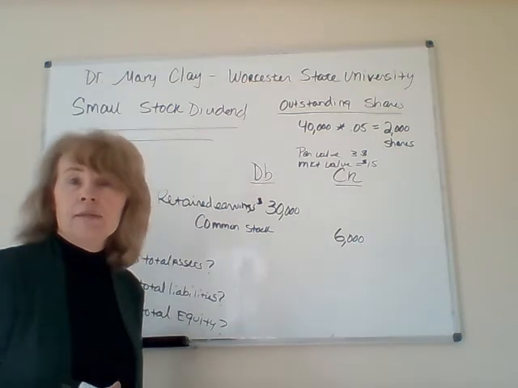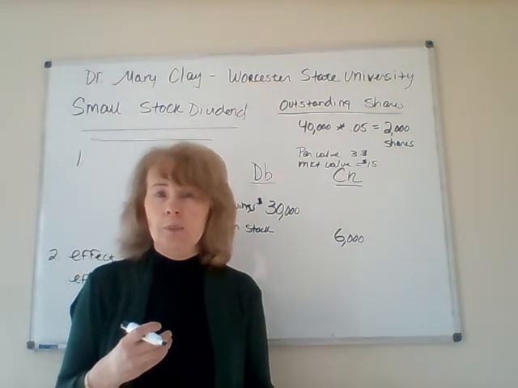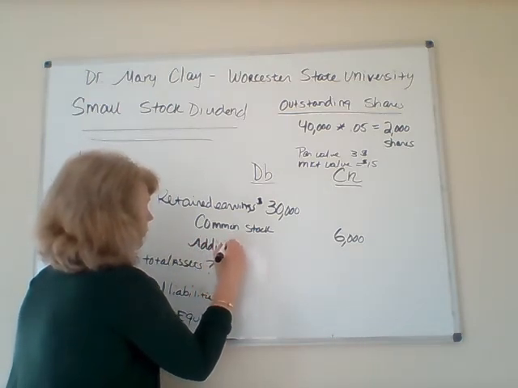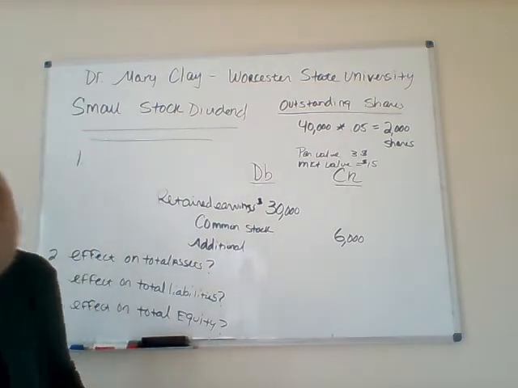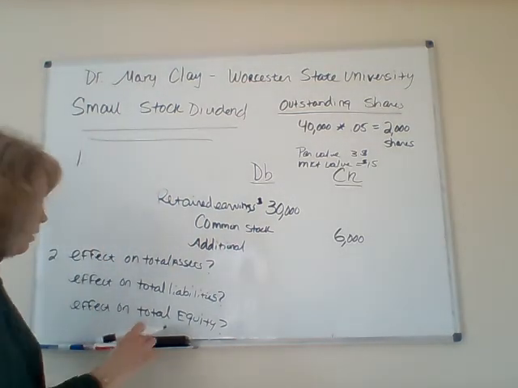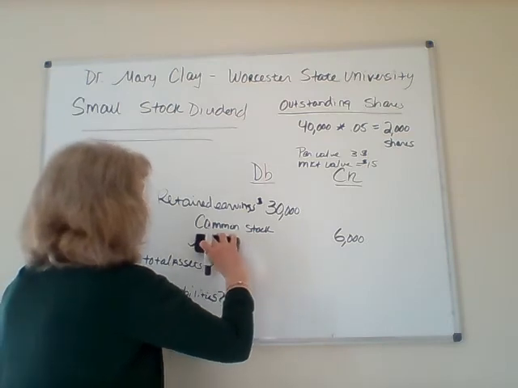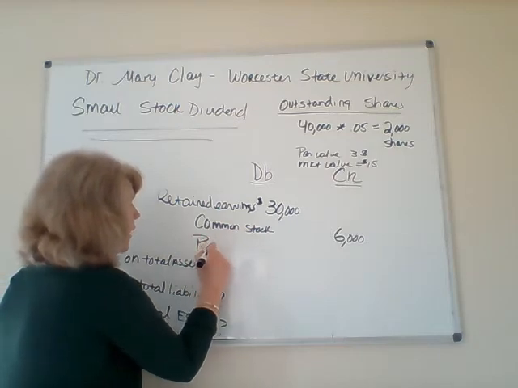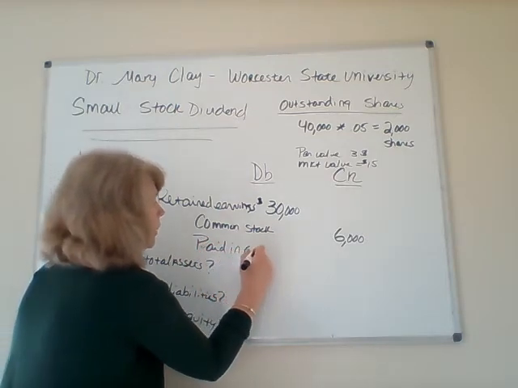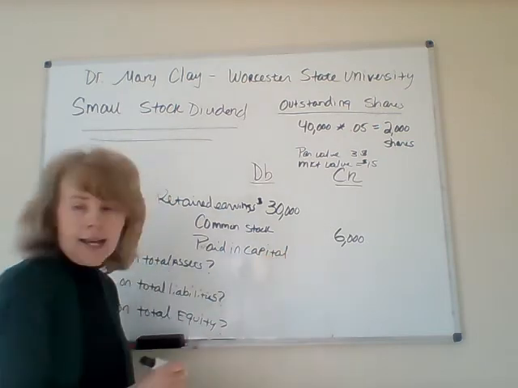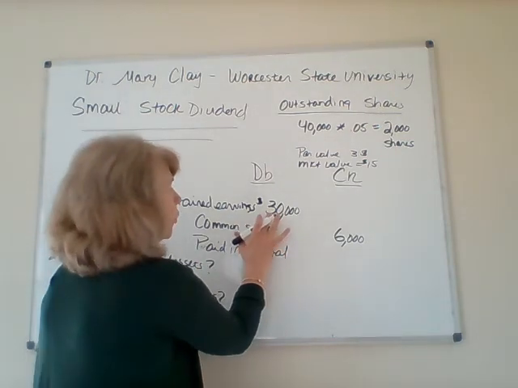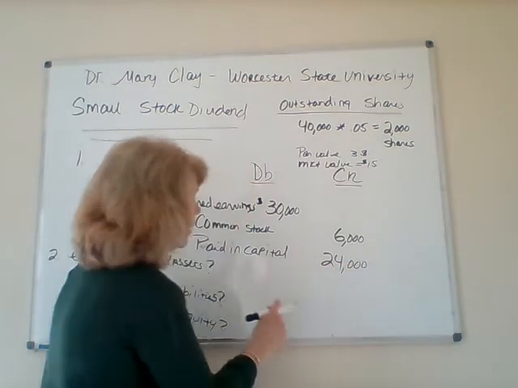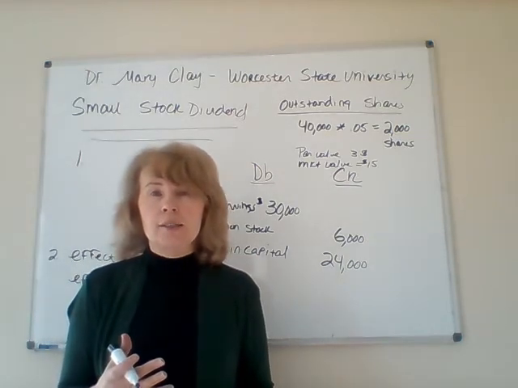Okay? The difference always goes to additional paid-in capital. Let me call it the same as your textbook. Your textbook calls it paid-in capital. Another textbook might call it additional paid-in capital. And all that is going to be is the difference between the two. So $30,000 minus $6,000 gives you $24,000. Okay? So that's your journal entry for the small stock dividend.